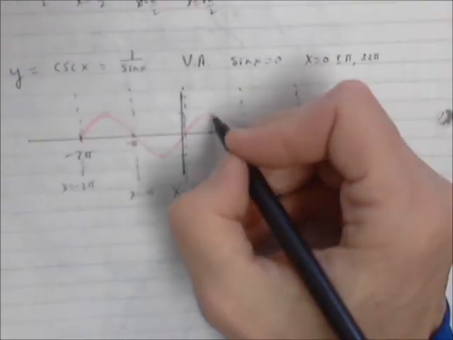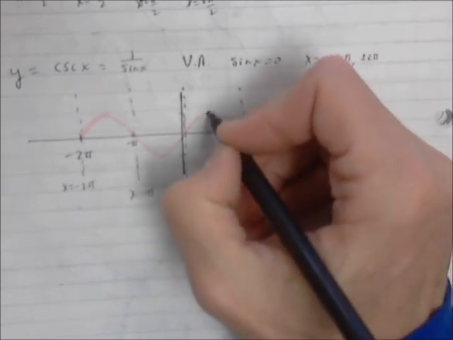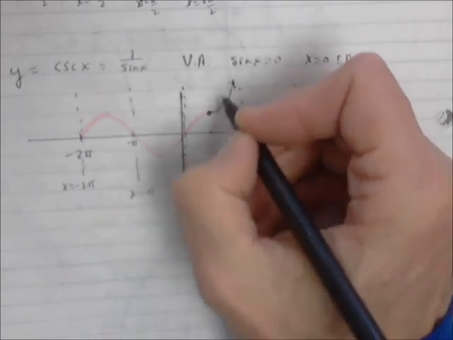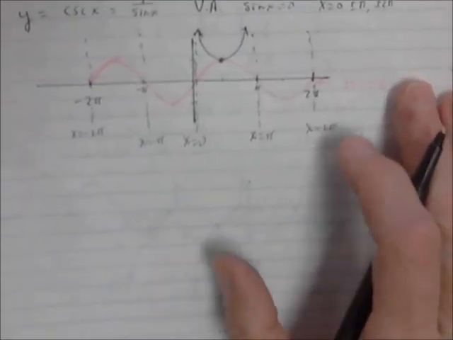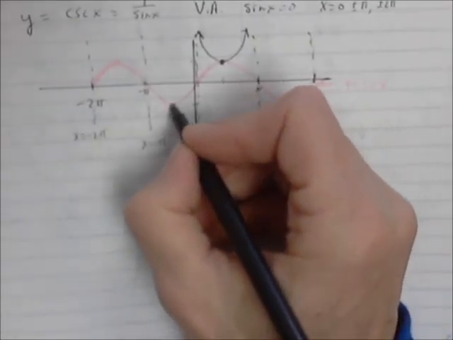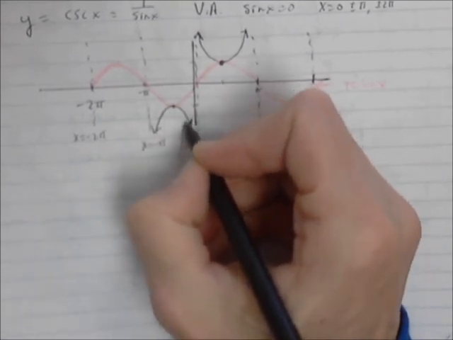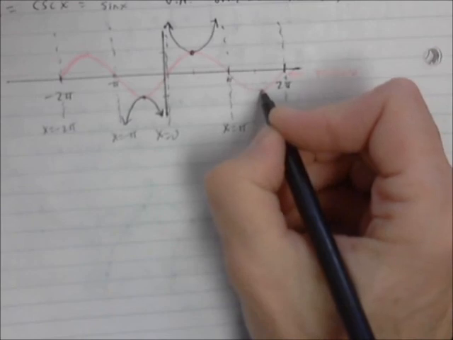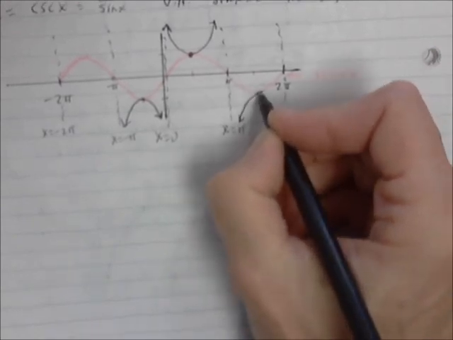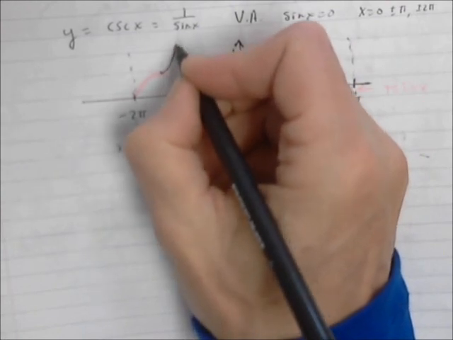And then again, the reciprocal of 1 is 1, so the cosecant curve is going to touch the sine curve here, and it's going to be a parabolic shaped graph, opening up and opening down. So there is one full cycle, an up and a down, an opening up and an opening down is one full cycle. Now we'll get another half of a cycle over here, and we'll get another half of a cycle over here.